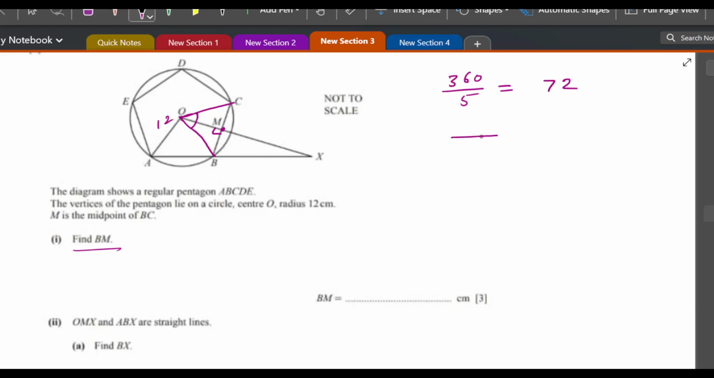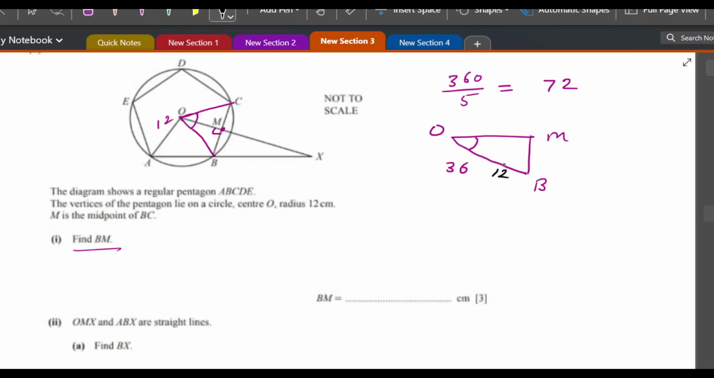Suppose I take this triangle OMB. Now in this triangle OMB, this angle will be half of 72, which is 36. So I got this angle 36. Length of OB is what? Length of OB is 12 because this is the radius, right?